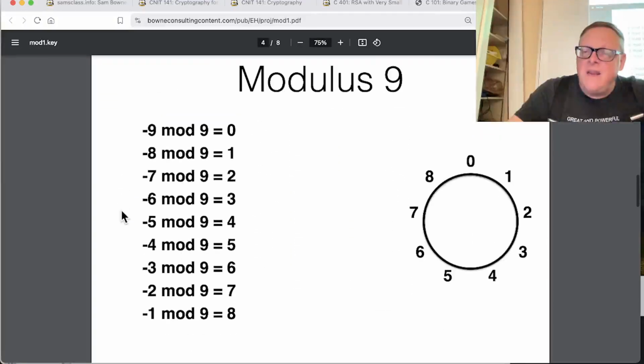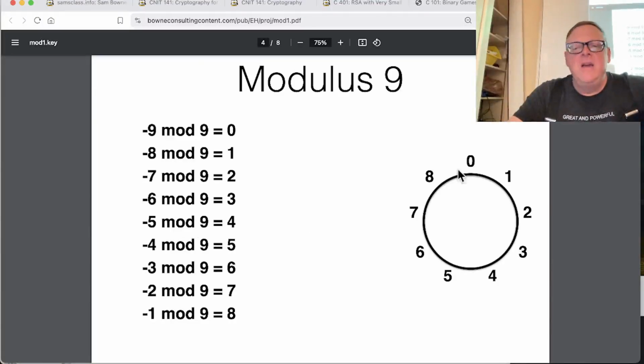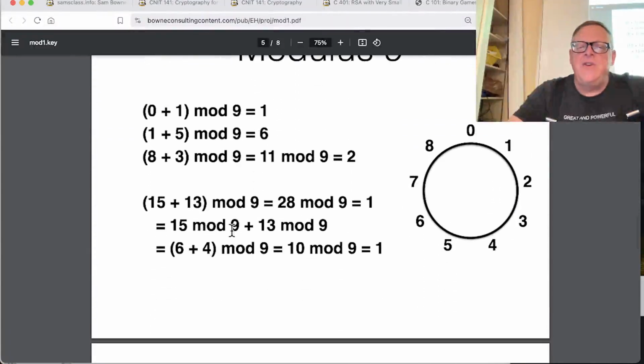All right, you can have negative numbers too. So if I start at 0 and go backwards, minus 1, I get 8. So minus 1 mod 9 is 8. Minus 2 mod 9 is 7, and so on. You can go backwards. Negative numbers are fine, positive numbers are fine, but you always get an answer between 0 and 8.